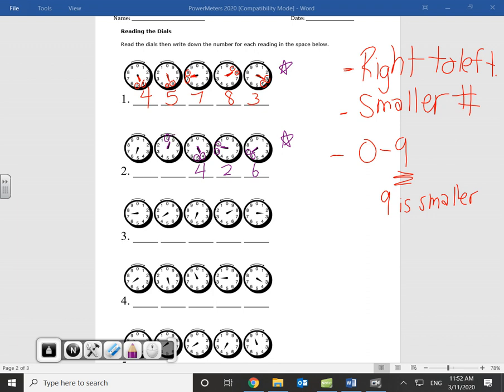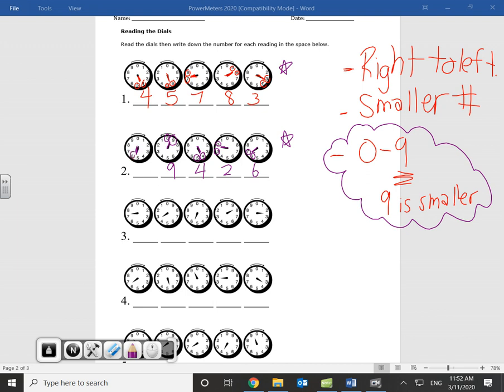Here's my needle between 0 and 9. Oh, we know that 0 is a smaller number. But wait, we have a rule. When the needle is between 0 and 9, 9 is smaller. So this one's actually 9. I hope we caught you on that tricky one there.